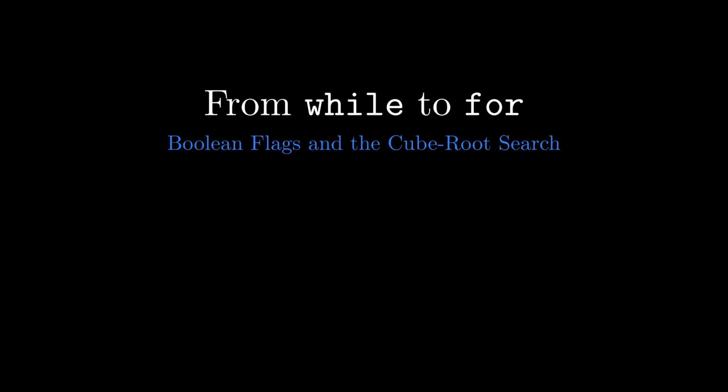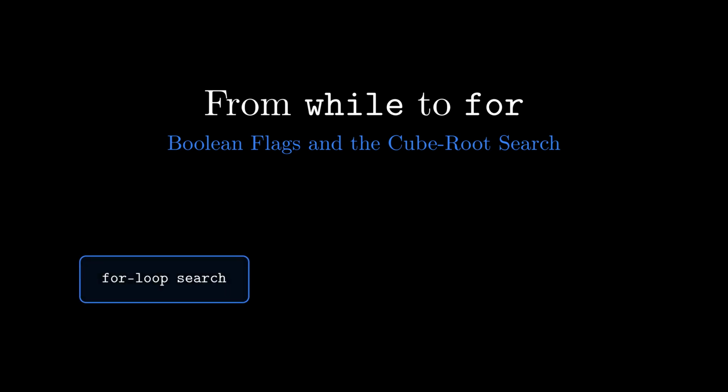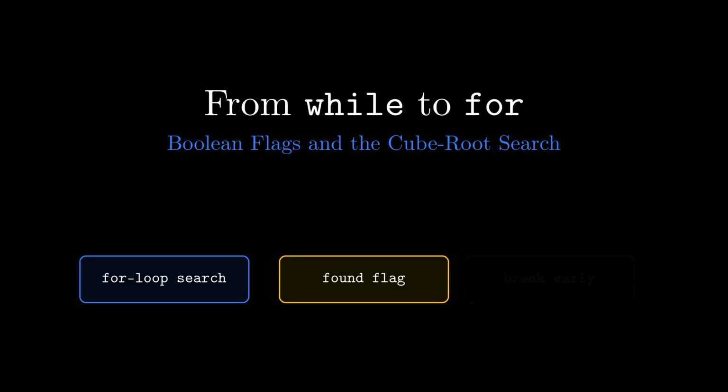So far, our guess and check code has leaned on while loops, but when you're stepping through an exhaustive set of values, a for loop fits more naturally. Today, we'll rebuild guess and check with for loops, use a Boolean flag, and find cube roots fast.